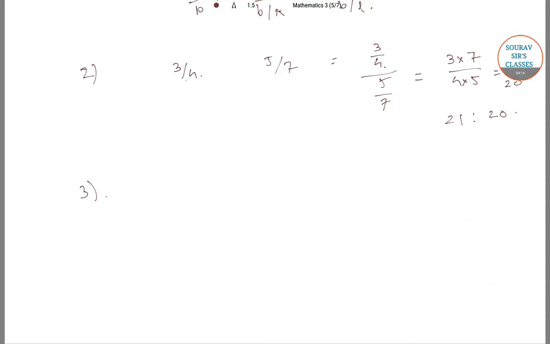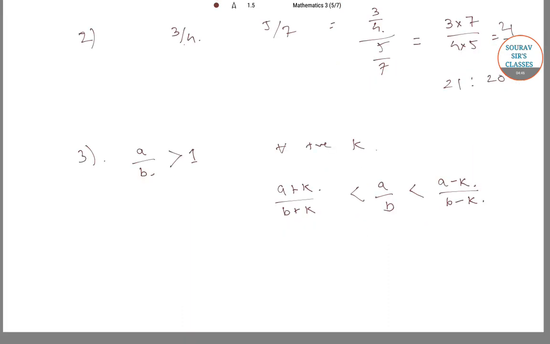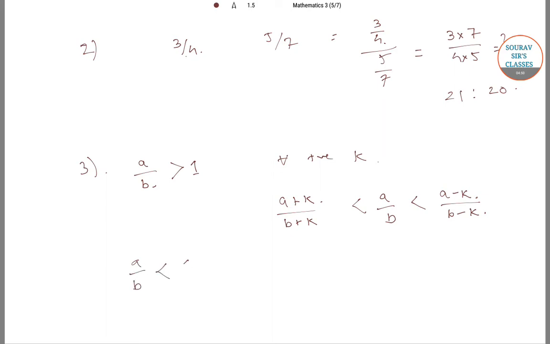Now next property states that suppose we have a ratio A by B or A is to B which is greater than 1, then for every positive K we would have A plus K divided by B plus K, or the ratio between A plus K is to B plus K should be lesser than A by B, which should be lesser than A minus K is to B minus K. Similarly, if A by B is lesser than 1, then for every positive K we would have A by B is lesser than A plus K divided by B plus K, and it should be greater than A minus K divided by B minus K.